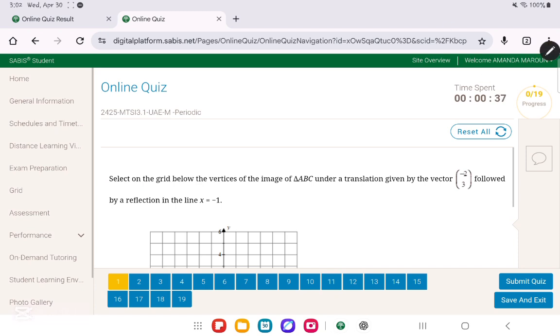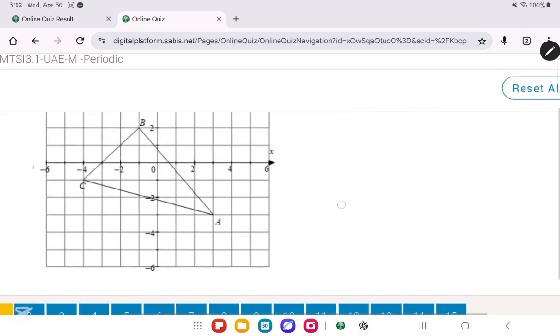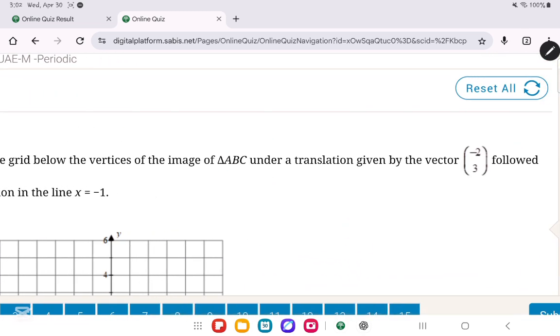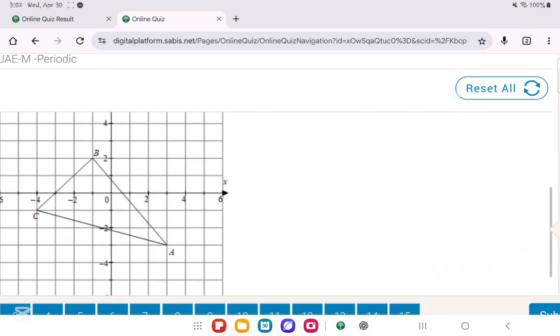Personally, how I would like to do this is to separate it into two things. The first thing we're going to do is the vector, and the second thing is a reflection. Keep in mind, the first thing is a vector, and the second is a reflection. For the vector we have -2, 3.